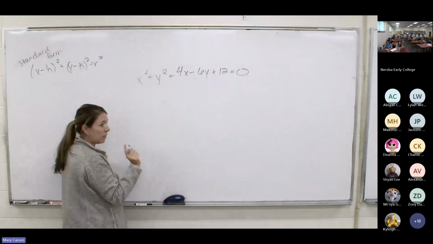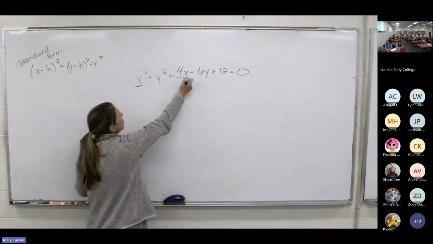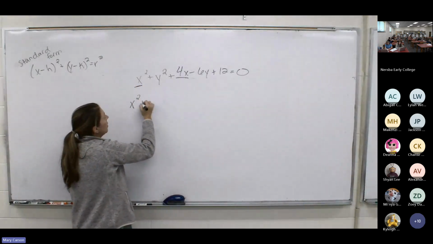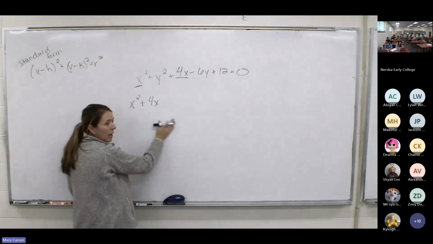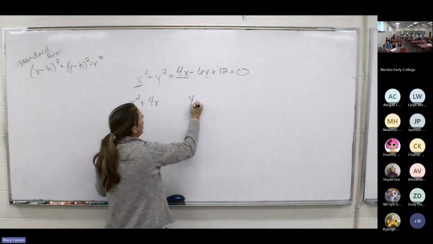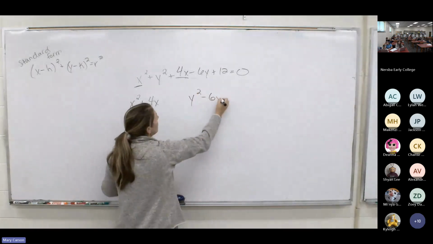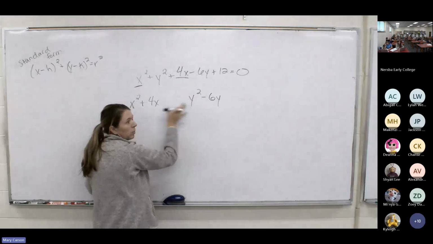So the first step you're going to do is you're always going to go ahead and group your x's together. So I have x squared plus 4x. I'm just rewriting this. And then I'm going to put my y's together, y squared minus 6y. You see what I'm doing? I'm just grouping them together.